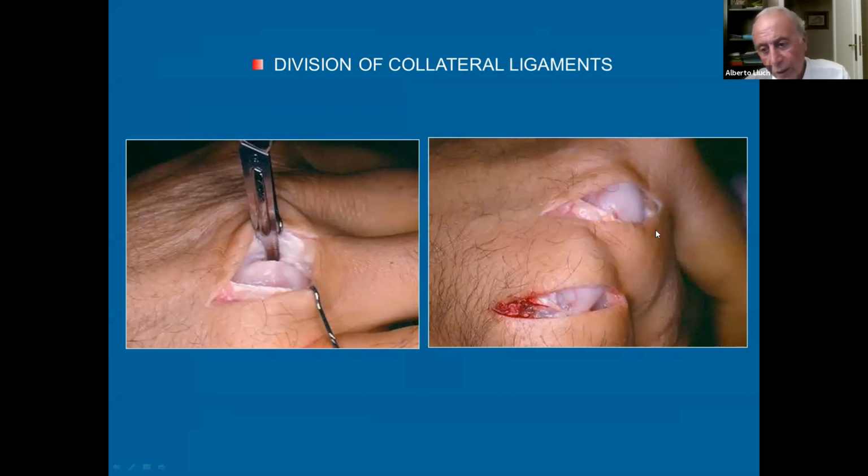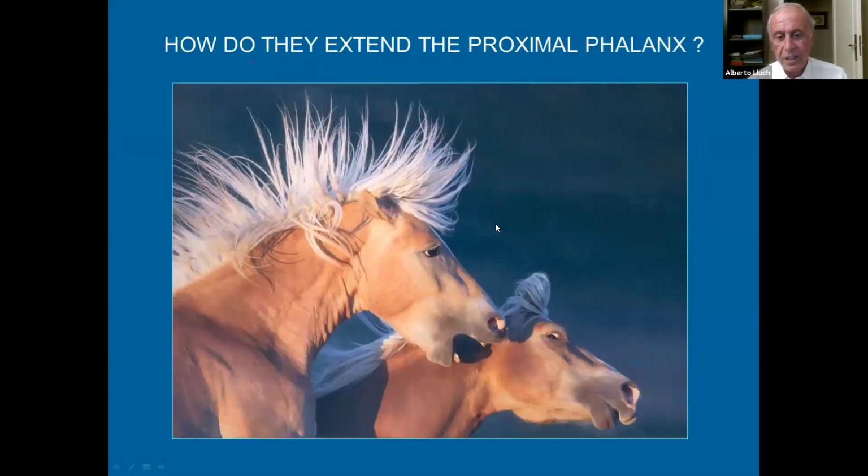And we can do a tenolysis, just putting some scissors under the extensor apparatus, the extensor hood, and the proximal phalanx. But we will see that there is no insertion into the proximal phalanx.